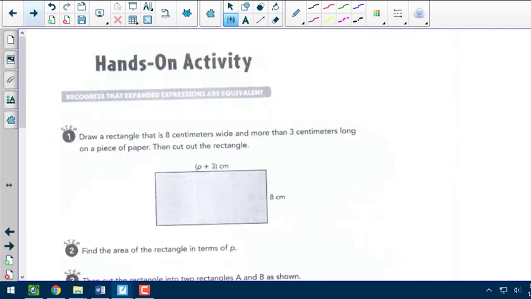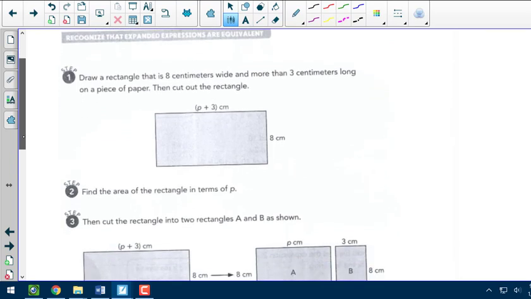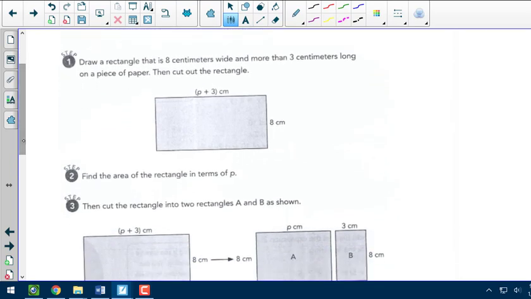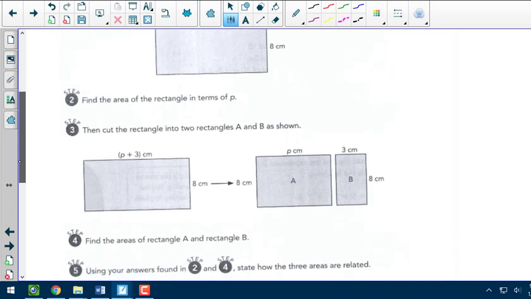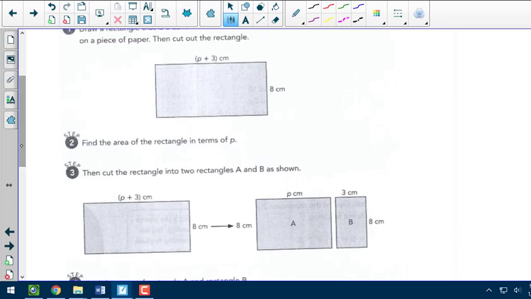Little hands-on activity says, draw a rectangle that is 8 centimeters wide and more than 3 centimeters long on a piece of paper. Then cut out the rectangle. So there it is. Find the area of the rectangle in terms of P.